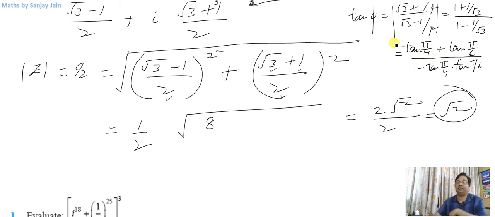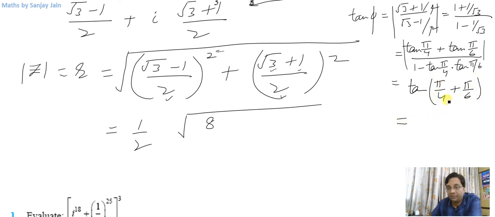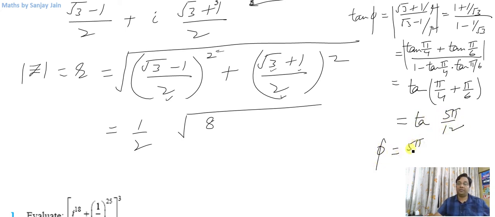So what I am trying here is to bring this into the tan a plus b formula form. So if you see, this is the formula for tan a plus b. So it will give me tan of pi by 4 plus pi by 6. And what is pi by 4 plus pi by 6? This will be 6 pi plus 4 pi, 10 pi by 24, so 5 pi by 12. So this is tan 5 pi by 12, so phi will be equal to 5 pi by 12.